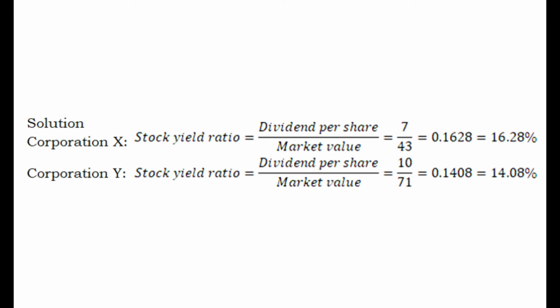How about for Corporation Y? So we will still be using the same formula for stock yield ratio, and by substitution we have 10 divided by 71, and that results to 0.1408. In percent, that is 14.08%. The stock yield ratio of Corporation X is higher.